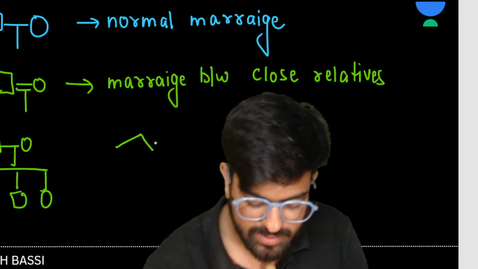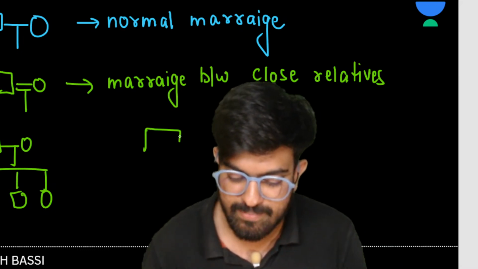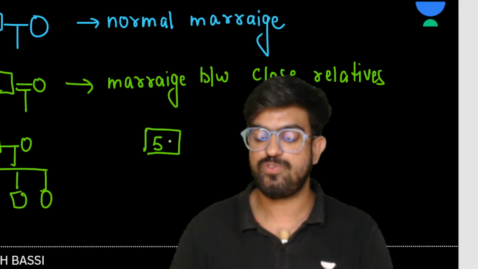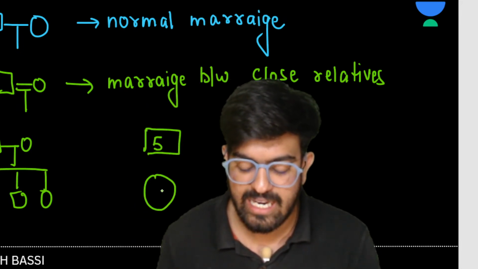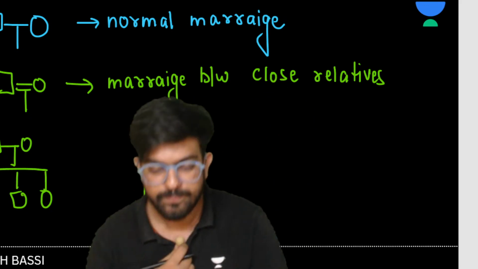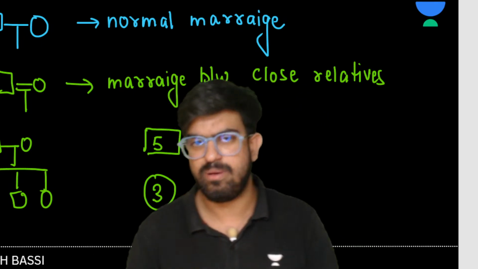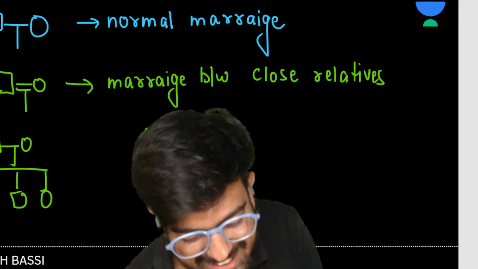Now see here. If I make a square and I write 5 here, this means 5 male children. If I make a circle and I represent 3 here, this means 3 female children. Okay, I'm not at all married, don't worry. I am a very small person right now, right?